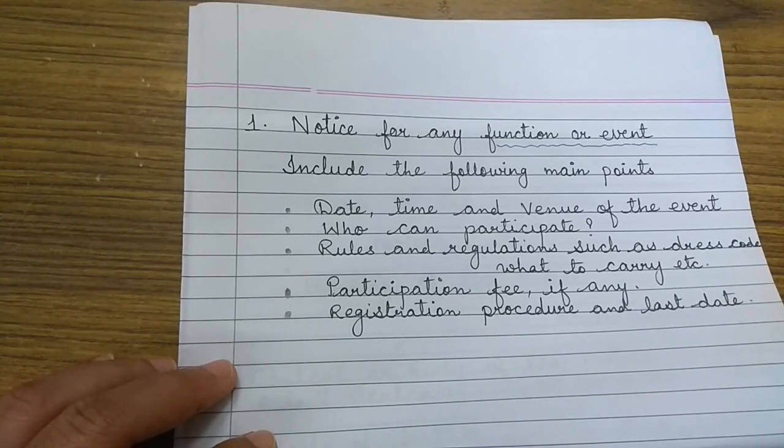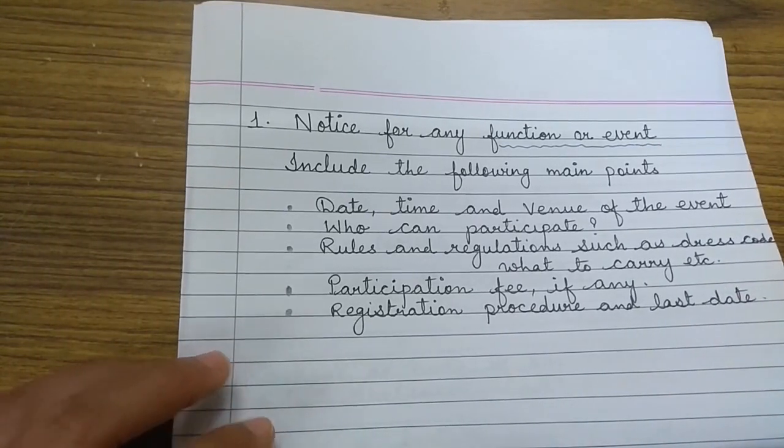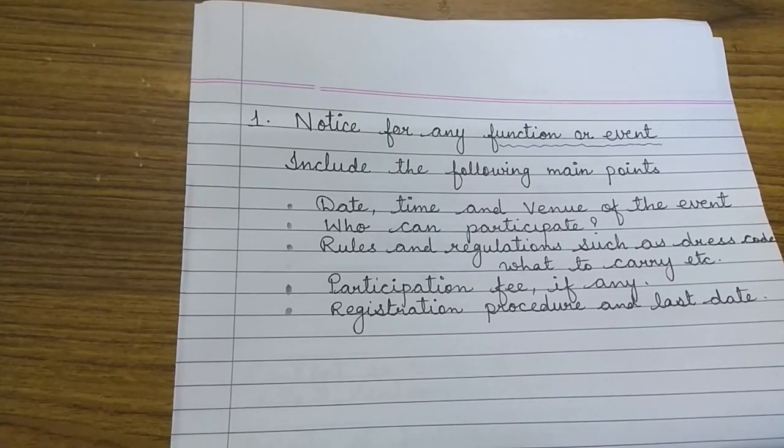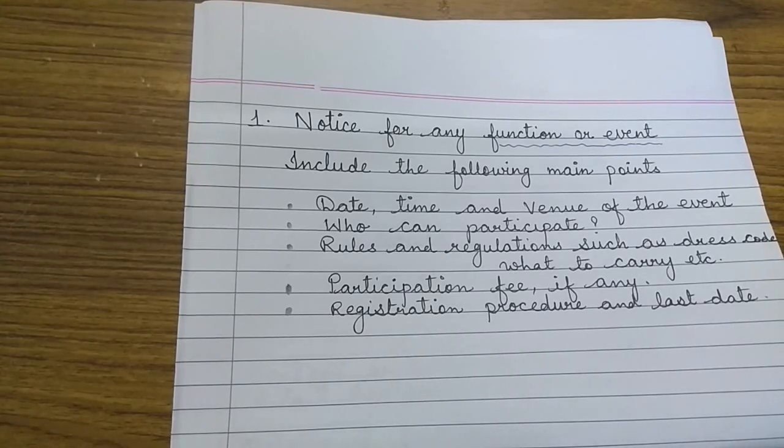Participation fee, if any. Now, if you have kept any fee for the particular function or event, you need to mention how much the fee is. It could be just minimum. It could be 50 rupees, it could be 90 rupees, it could be 120, whatever fees you have kept. Okay, then the registration procedure and the last date. You need to mention the last date to submit, and before that, do not forget when the event is going to take place.